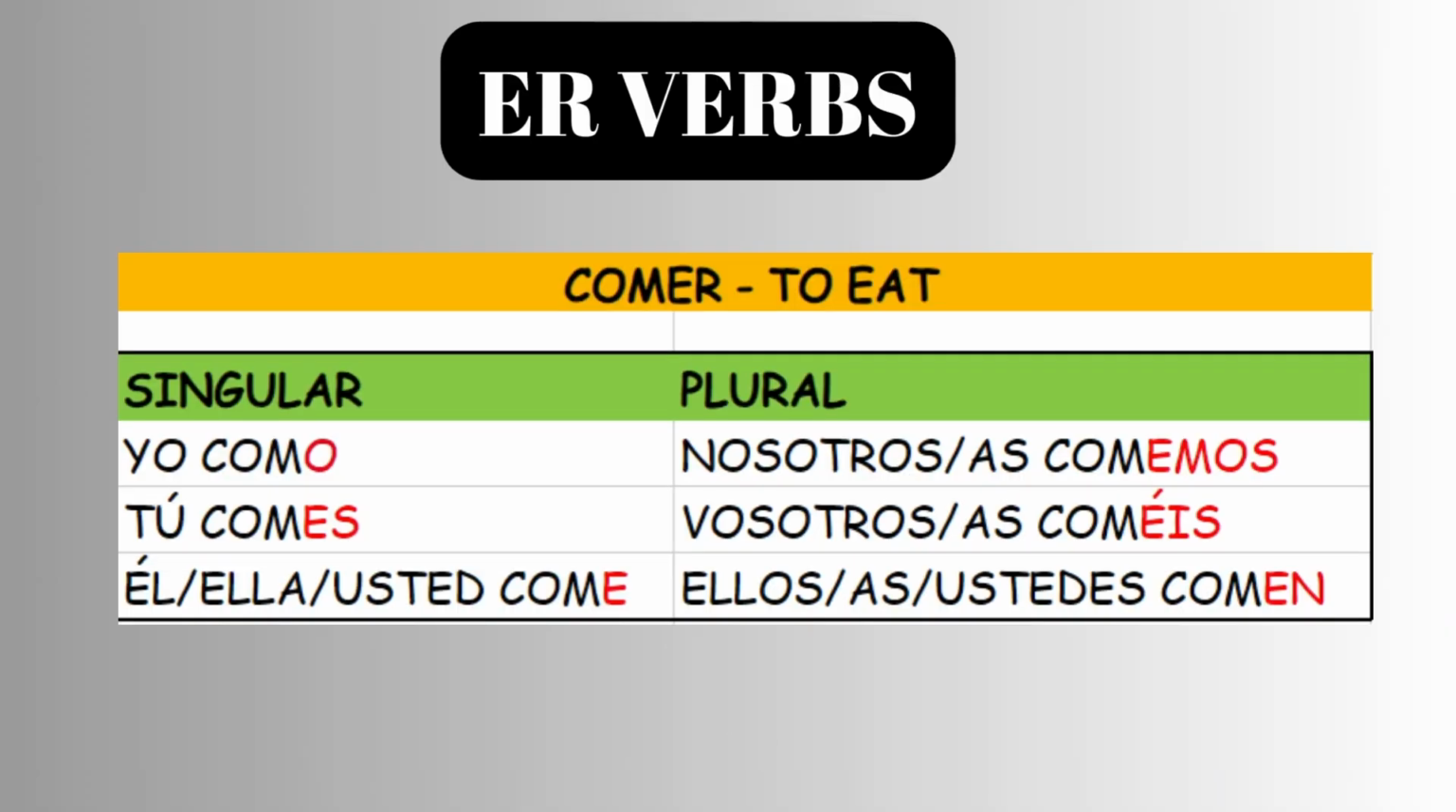Let us look at ER ending verbs now. We take comer as an example. We remove the ER ending and com is the stem.